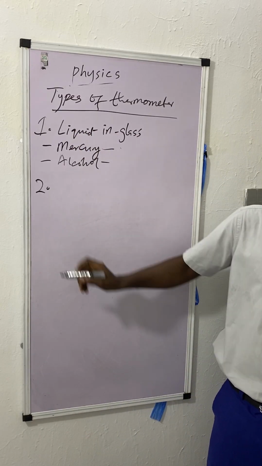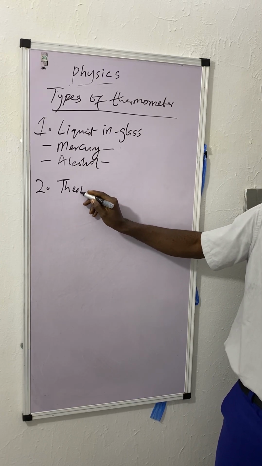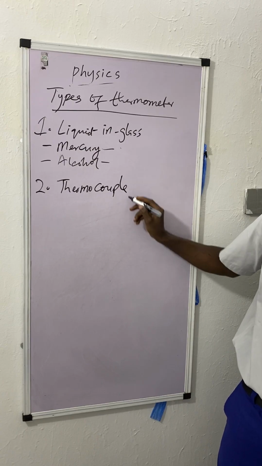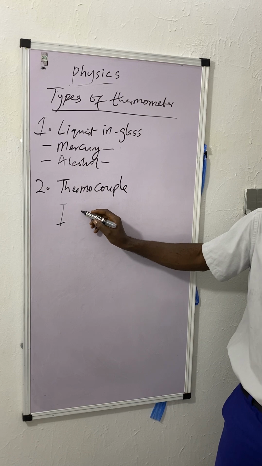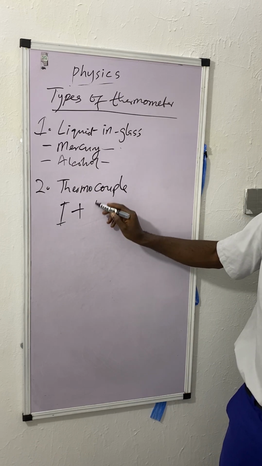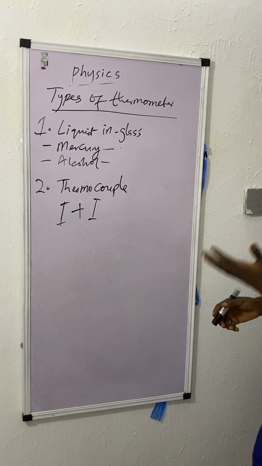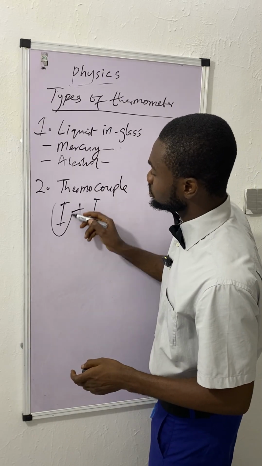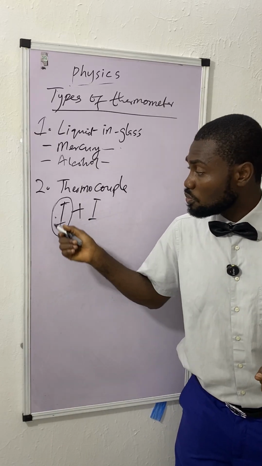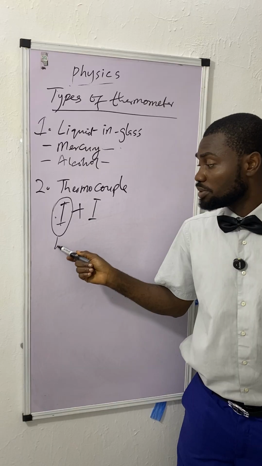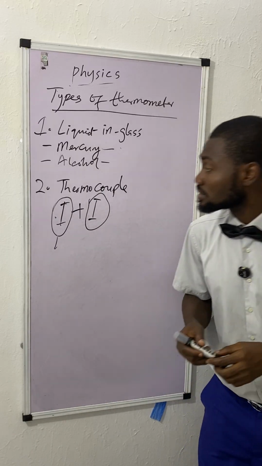Number two type of thermometer, we have the thermocouple. Two metallic objects, metal A plus metal B, added together to detect a change in temperature. One of the couple expands when there is a lower temperature, then the other one expands when the temperature is higher. So that's that for that.